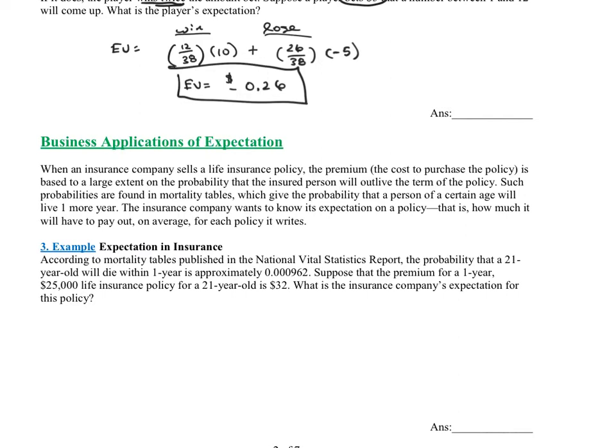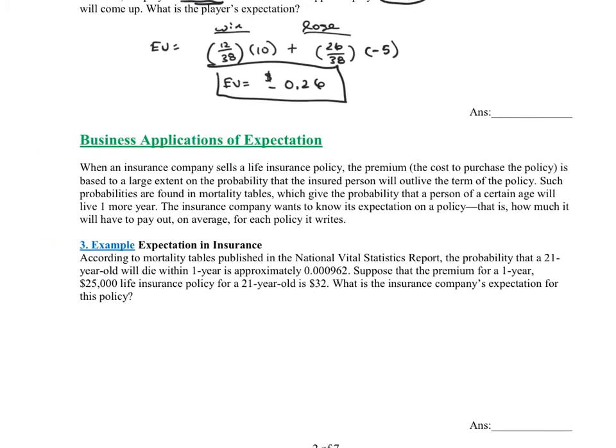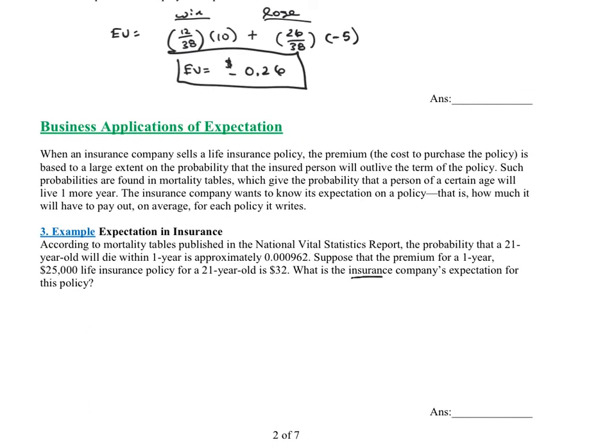It says, according to the mortality tables published in the National Vital Statistics Report, the probability that a 21-year-old will die within 1 year is approximately 0.000962, so a very low probability they die. Suppose that the premium for a 1-year $25,000 life insurance policy for a 21-year-old is $32. What is the insurance company's expectation for this policy? So this is the insurance company's expectation, so we're looking at it from their point of view.